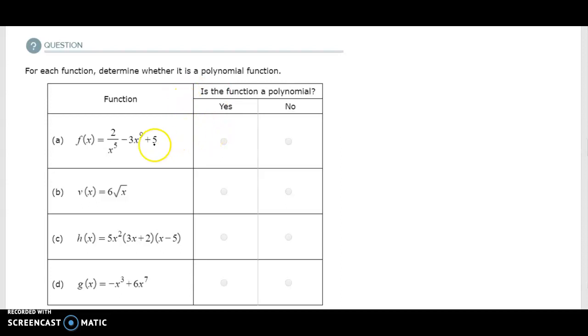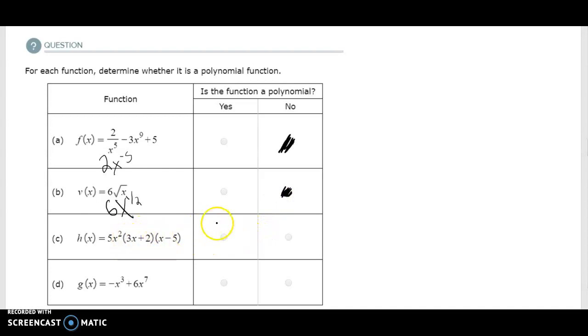So if I look at number A, I see that this exponent of 5 is actually negative. That'd be written as 2x to the negative 5. And if you remember what we just talked about, we decided that negative exponents do not make it a polynomial function. So it may be a function, but it's not a polynomial function. Square root of x, that's the same as x to the 1/2 power. That's not a whole number, so it's going to be no.